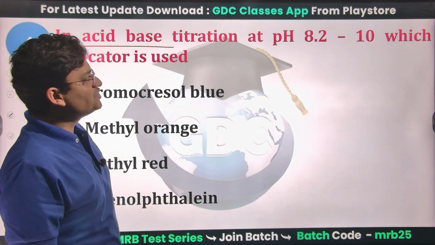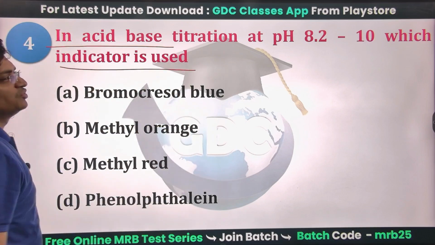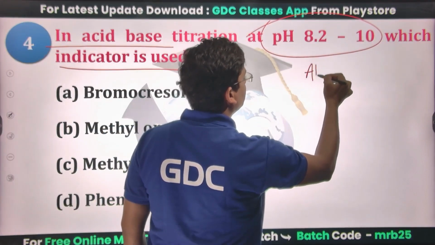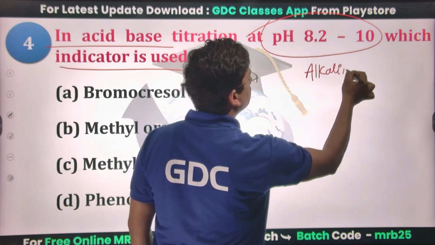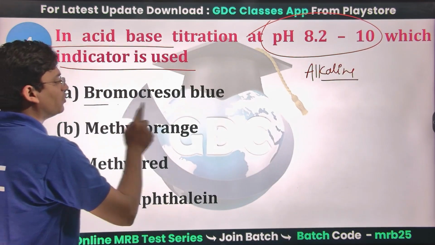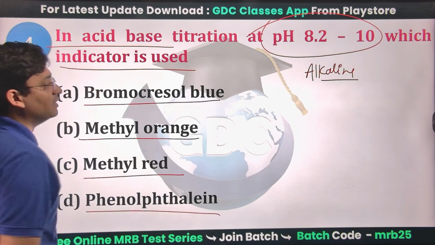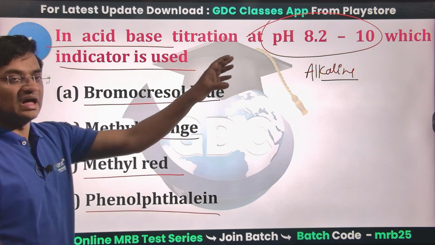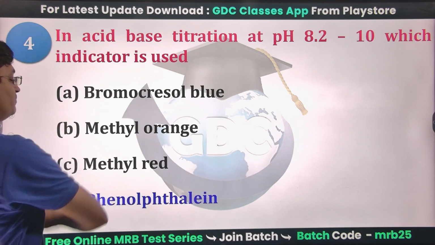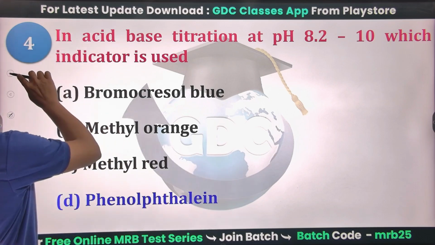In acid-base titration at pH 8.2 to 10, which indicator is used? This shows that the medium is alkaline, or basic. So in the case of an alkaline or basic medium, what will be the indicator used here? Bromocresol blue, methyl orange, methyl red, or phenolphthalein. For alkaline or basic nature, you will be using the indicator phenolphthalein. Phenolphthalein will be used here as an indicator in this kind of titration.